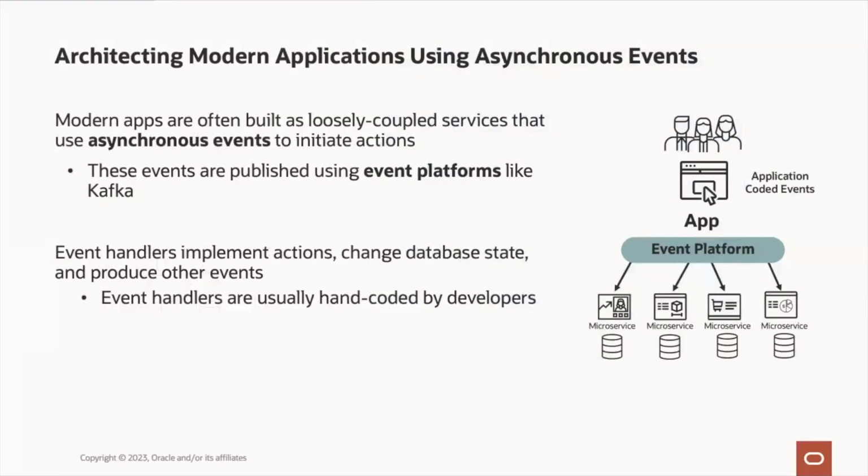Decentralized applications are implemented as loosely coupled microservices using asynchronous events to initiate application and cross-microservice actions. For example, publishing a process this new order event can cause multiple microservices or applications to take action in their specific functional areas. These events are published using event platforms like Kafka, and event handlers are usually hand-coded by developers to implement actions, change database state, and produce other events.